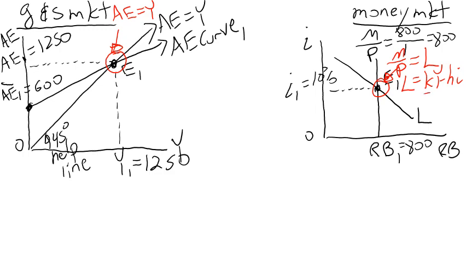K is a coefficient, which measures the sensitivity of money demand, L, to changes in national income. H is a coefficient which measures the sensitivity of money demand to changes in the interest rate. Okay.